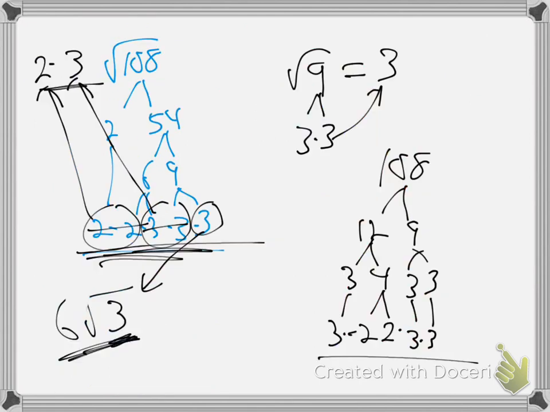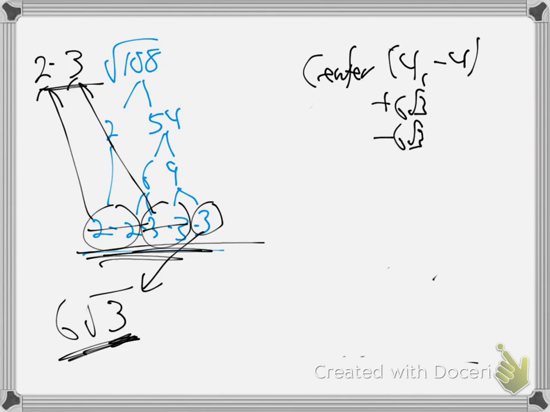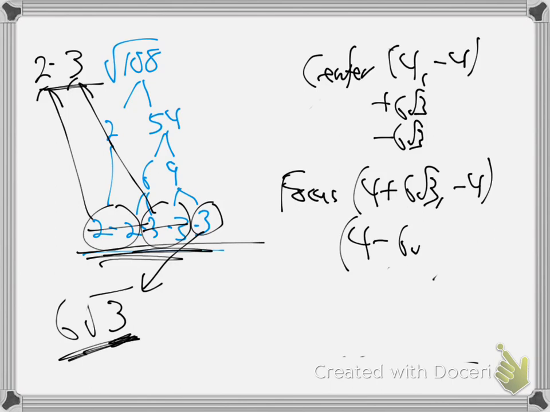So this is a big mess. Let me just put it over here. Well, that's a mess too. So let me go up here. So 4, -4. So from that 4, -4 center, I'm basically going to add 6 root 3 and subtract 6 root 3. Going to go right and left 6 root 3 to the focus point. So what are the focus points then? You just simply write that and you're done. 4 plus 6 root 3, minus 4. 4 minus 6 root 3, minus 4. We're done. I can't combine those.